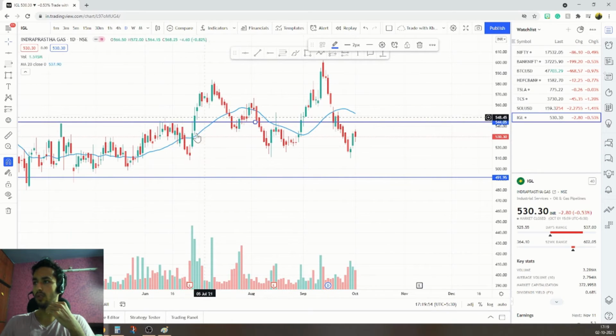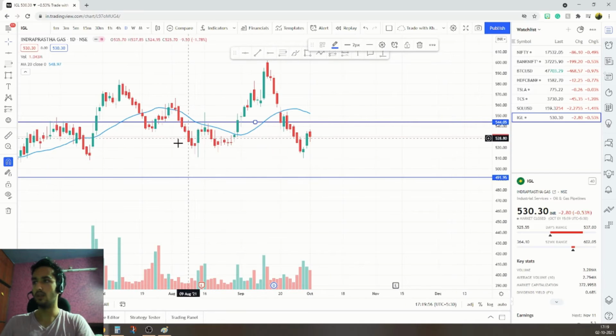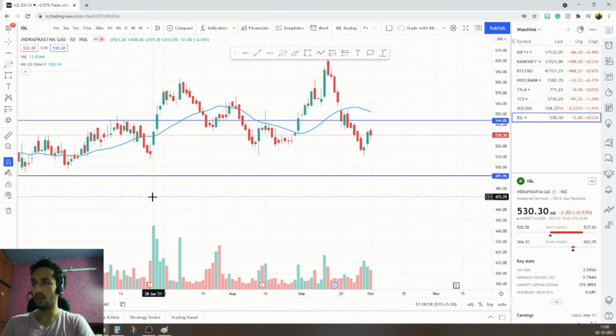So coming to this area or point of interest, what started happening was that in this range we have a huge volume. Huge volume means that all the selling pressure was absorbed.